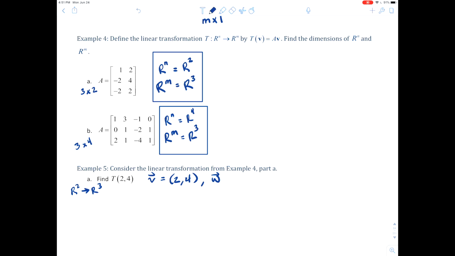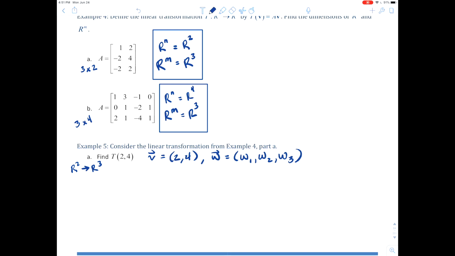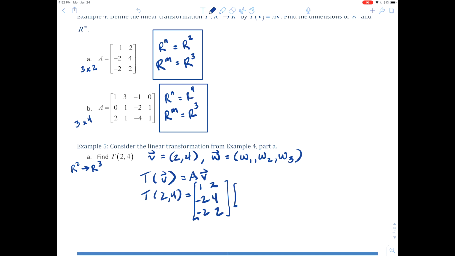And so W is going to have to be some W1, W2, W3, and that's what we'll have to find. So our transformation will be, in general, T at V is equal to A times V. So what do we have? T at (2, 4) will equal A, which was [1, 2; -2, 4; -2, 2], times our V. Now remember, V is going to be what? This is a 3 by 2, so it's going to be a 2 by 1. So you write this as a column vector while you're working the problem.